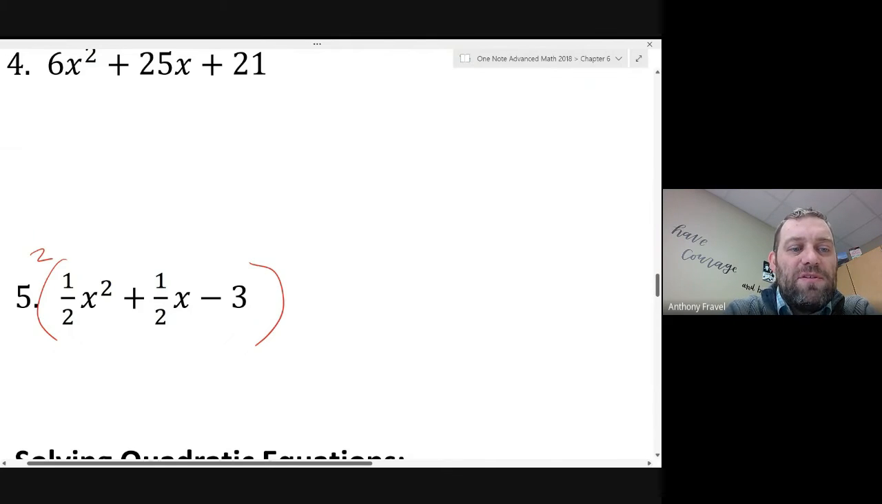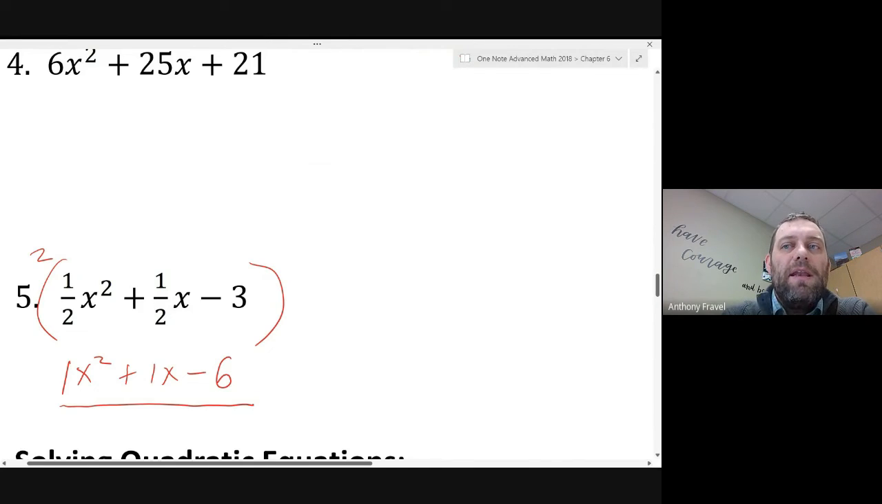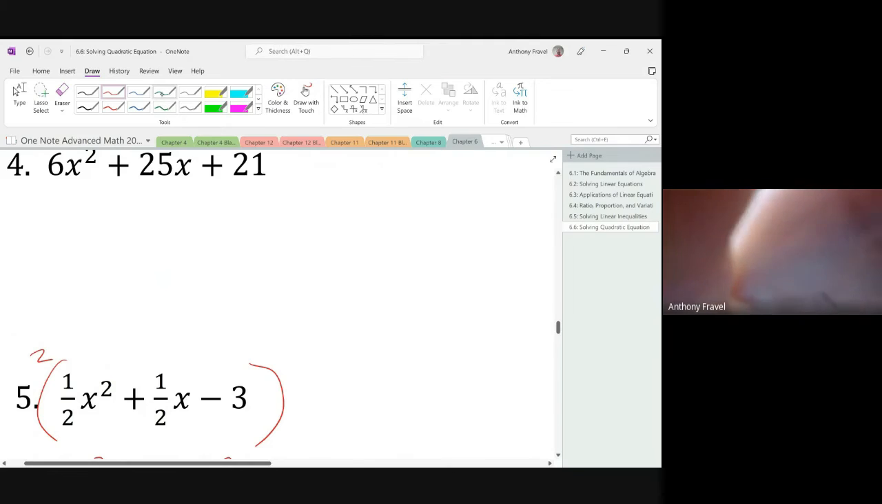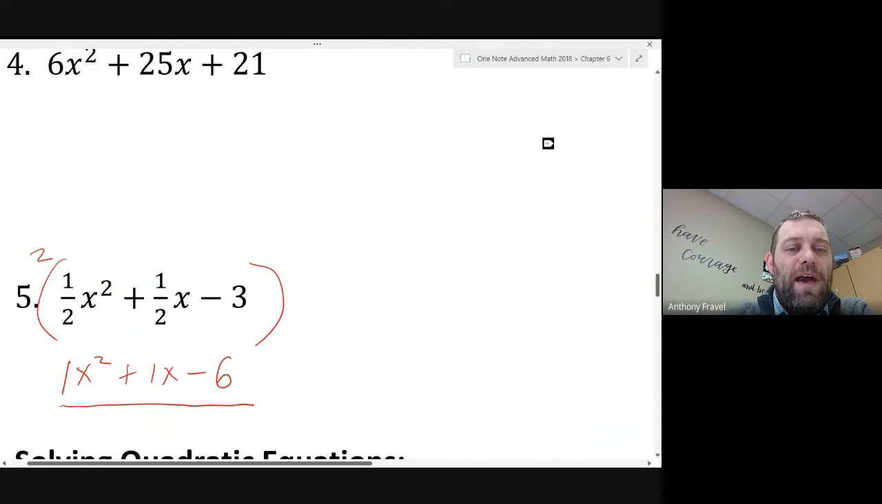I'm going to take 1/2 times 2. That just gives me a 1x squared. Next one, I've got 1/2 times 2. That's going to be a 1x. And then negative 3 times 2 is negative 6. Now that I have x squared plus 1x minus 6, now it's a problem that I can solve doing that same factoring method. We cannot do it when we have the fractions. So my a value, my b value, my c value, I get a positive 1, a positive 1, and a negative 6.